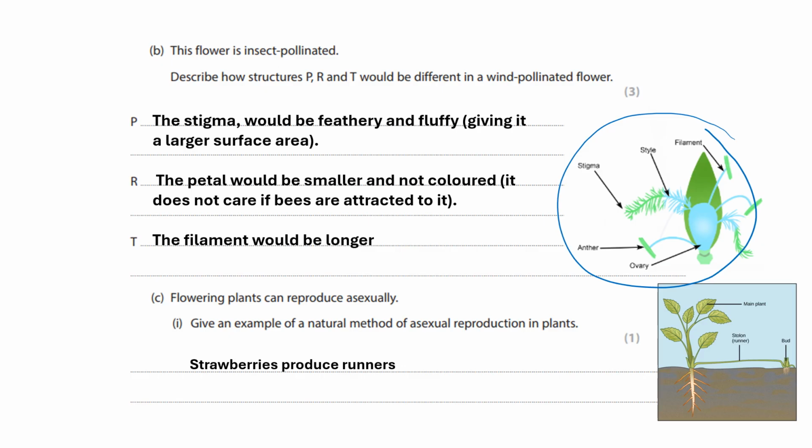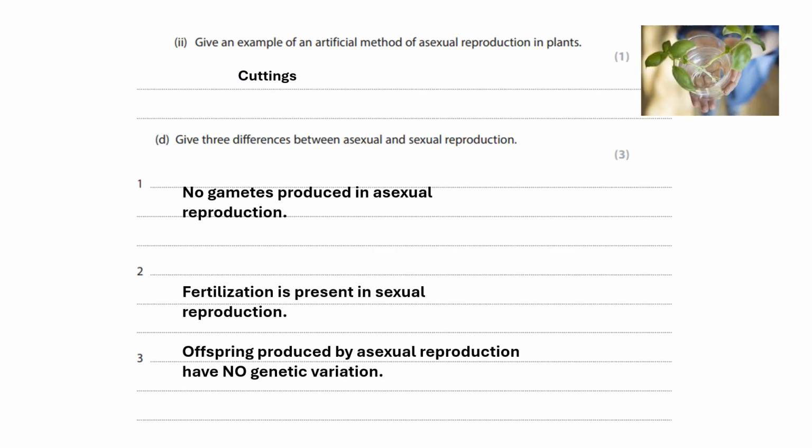Now, flowering plants can reproduce asexually. Give an example of a natural method of asexual reproduction in plants. So, strawberries produce runners. You can also write down bulbs, which is used by tulips. Okay, next question. Give an example of an artificial method of asexual reproduction in plants. Well, we can take cuttings, where you cut a plant, you put it in water, and then you will get roots, the plant grows, you cut it again, and you will just keep multiplying.